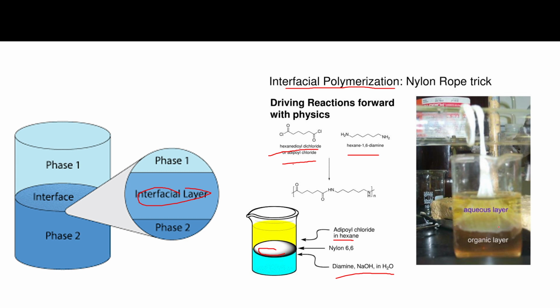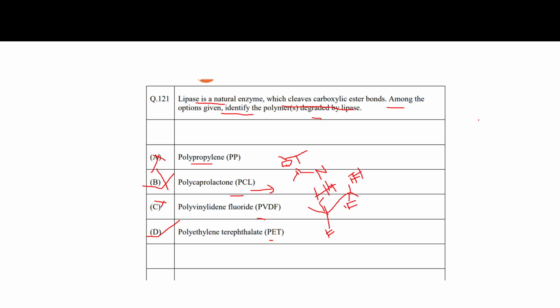So this is the picture where, in the interfacial polymerization, the polymer nylon 6,6 is synthesized at the interface, between the organic and aqueous layer. So we take out the polymer by a rod.